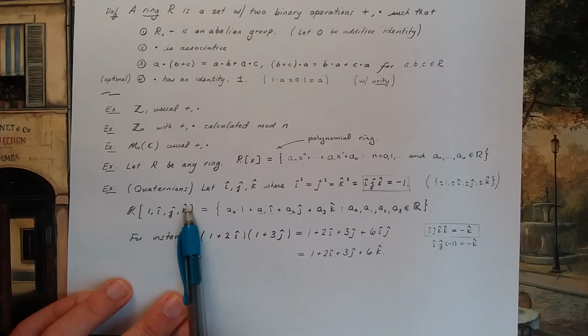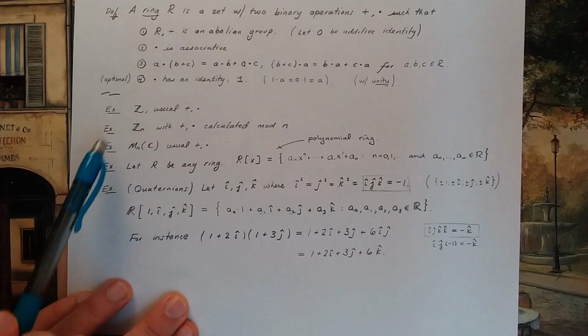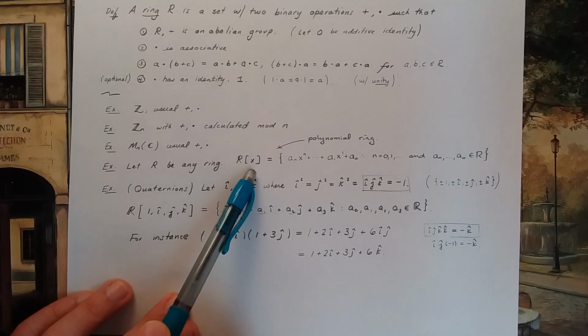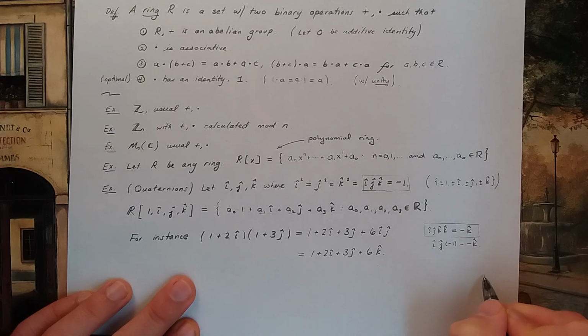So here's an example of a ring that's maybe not as obvious as the usual ones: Z, Zn, matrices, and polynomials. These are the four big examples. We'll revisit them as the quarter goes on. All right, great.